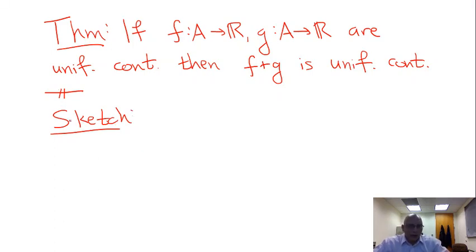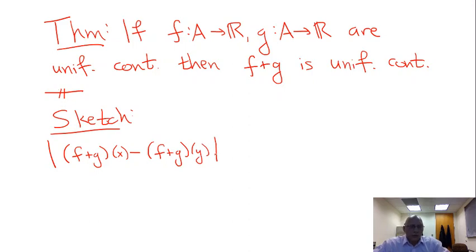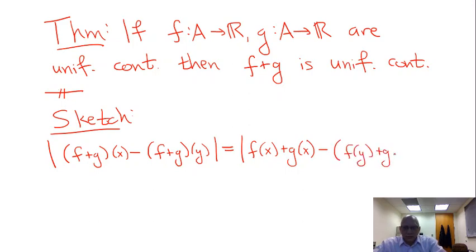All right, let's see how to understand this. I want to show that f plus g is uniformly continuous. That means I need to estimate (f plus g) of x minus (f plus g) of y. Of course I'd like to make this whole thing less than epsilon. Well, let's start by understanding what this expression is. (f plus g) of x is of course f of x plus g of x, by definition of how we add functions, minus f of y plus g of y. After a little rearranging, I see that we'll have f of x minus f of y plus g of x minus g of y.